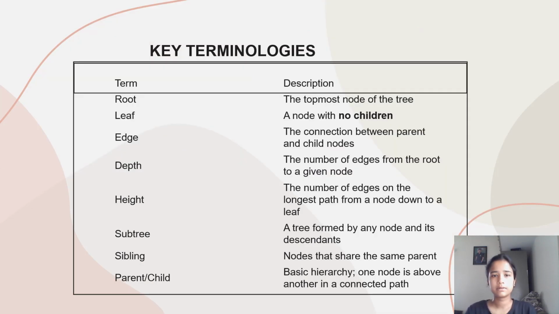So key terminologies in binary trees. Root. The topmost node of the tree is known as root. Leaf. A node with no children is known as leaf. Edge. The connection between parent and child nodes is known as edge. Depth. The number of edges from the root to a given node is referred to as depth. Height. The number of edges on the longest path from a node down to a leaf. Subtree. A tree formed by any node and its descendants. And sibling. Nodes that share the same parent are known as siblings. Parent or child. Basic hierarchy, where one node is above another in a connected path.